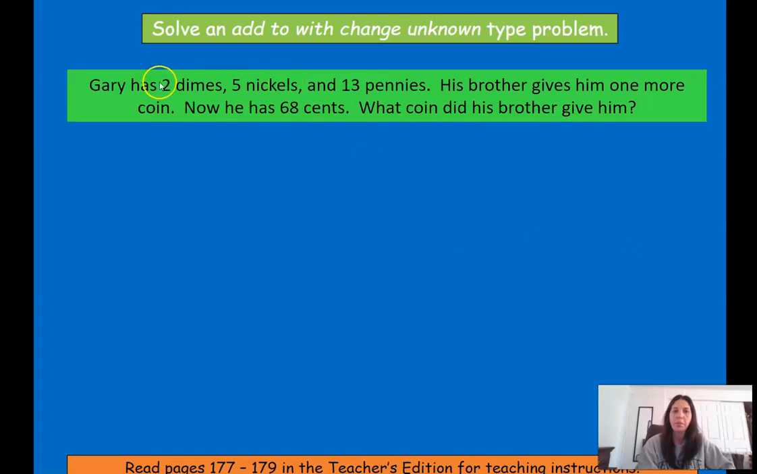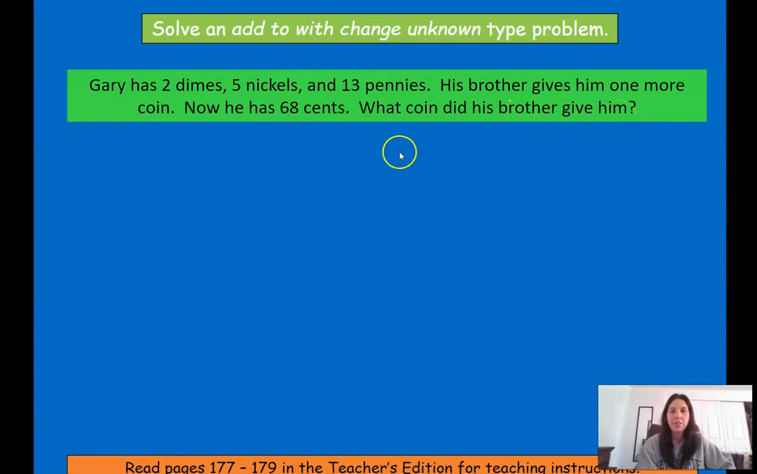So let's look at our word problem. Gary has 2 dimes, 5 nickels, and 13 pennies. His brother gives him 1 more coin. Now he has 68 cents. What coin did his brother give him?